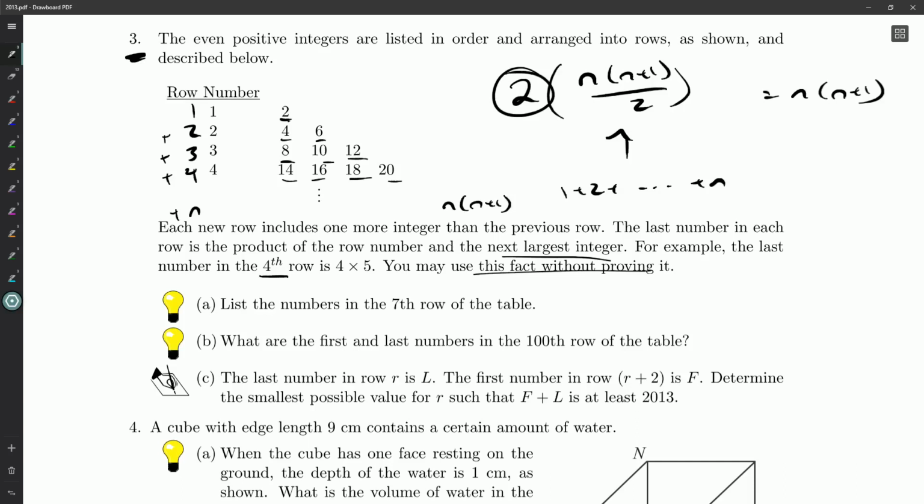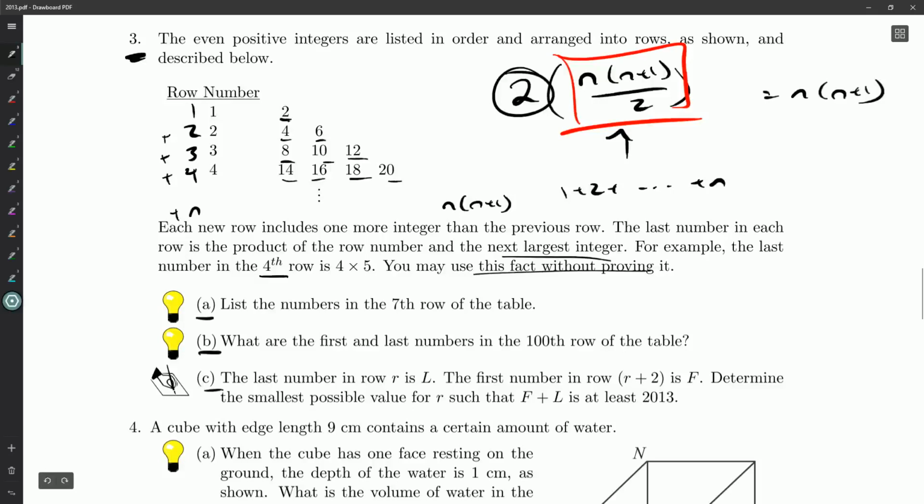We don't need to, but this is a useful formula that you might want to know for math contests if you plan on writing more of them in the future. It's a nice little shortcut. The sum of the first 10 numbers is 10 times 11 over 2, which is 55. Anyway, what have we got here?